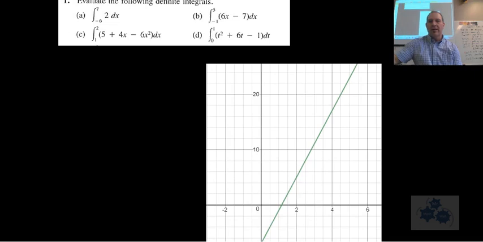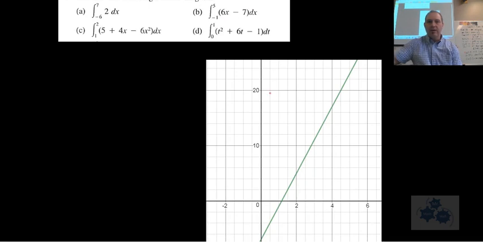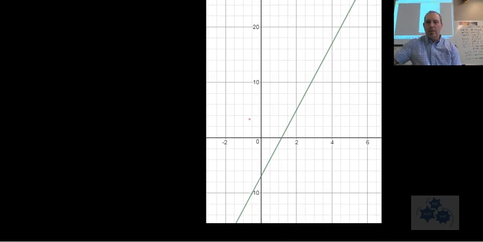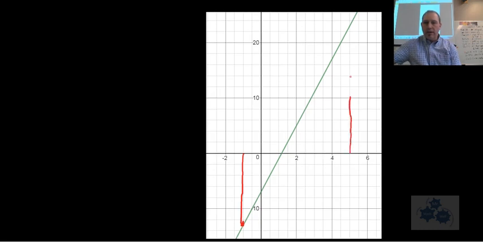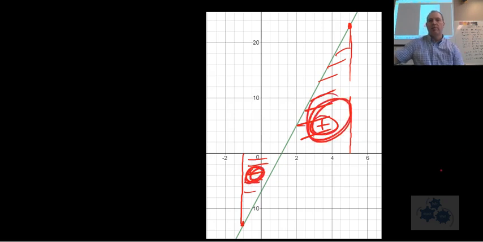So B: this is 6x minus 7, this green line. From -1 to 5, we would be looking for this. -1 is here, so there's where it intercepts the graph. And then all the way over to 5, so 5 would be all the way up to this spot right here. The integral would be this area here, this would be the positive, this would be a negative. So it would be this area here minus this area here. That's what the integral would give us.